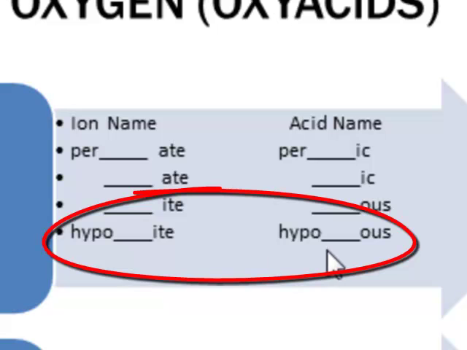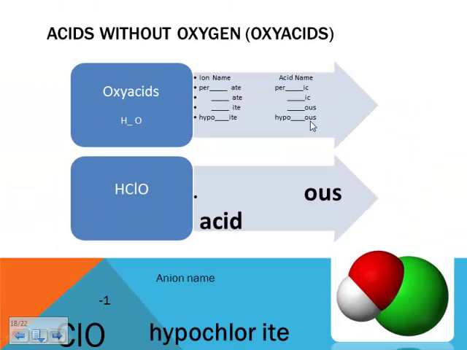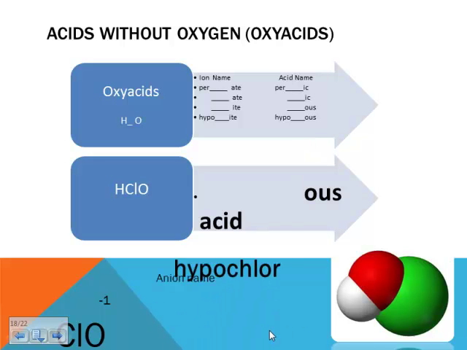We go to the right. The acid should begin with hypo and end in ous. So let's get rid of the ite and then take what's left, put it in the blank. Hypochlorous acid. Hypochlorous acid is the name of this acid. So in general, we're going to find out the name of the anion, we're going to go directly to the right, and we're going to find out the name of the acid.